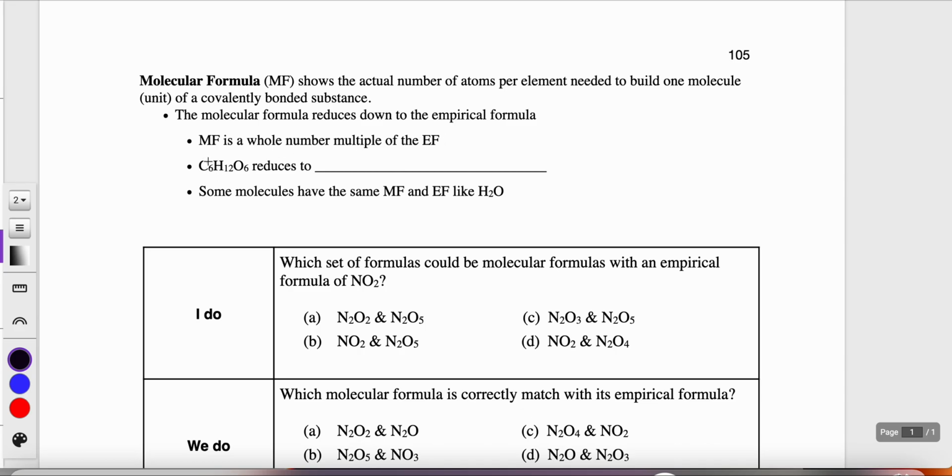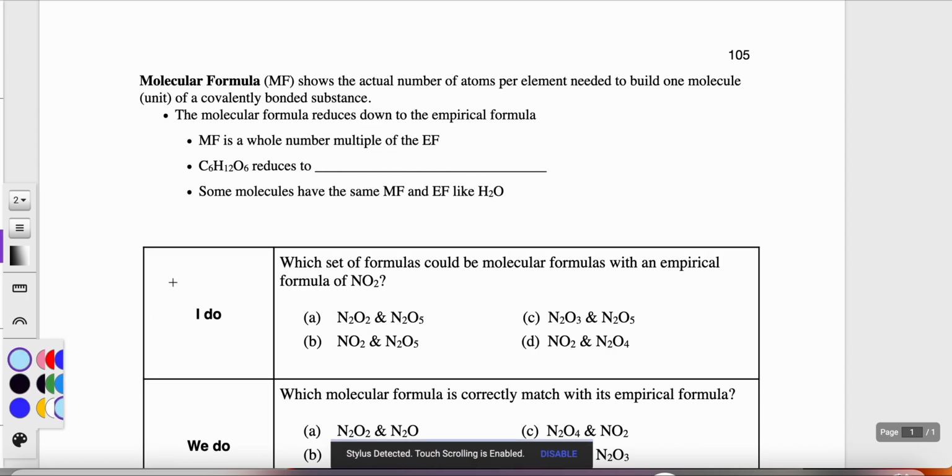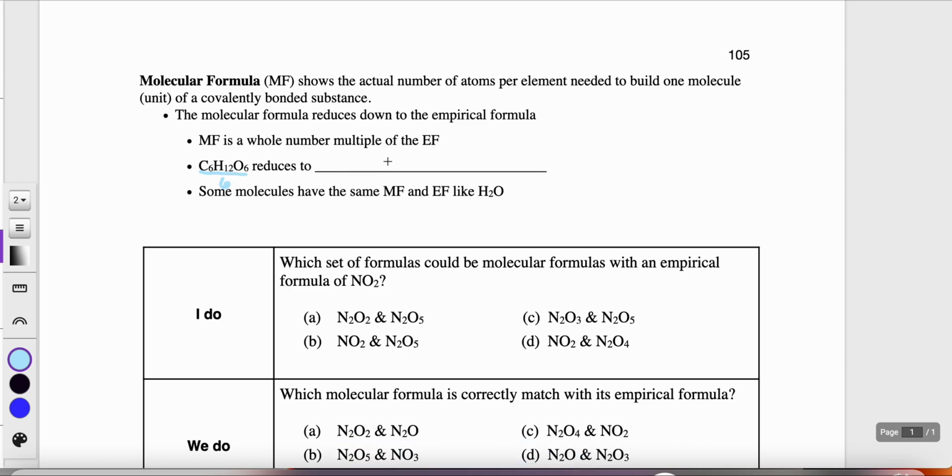So take a look. We have C6H12O6. And when you take a look at this, C6, 12, and 6, they are each divisible by 6 to maintain a whole number. So if you divide each of these subscripts by 6, it becomes C1, H2, O1. Or we would simply write it without the subscripts of 1 as CH2O. So this would be the empirical formula.